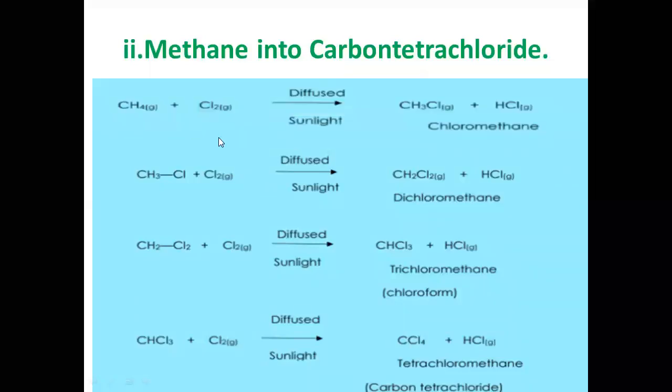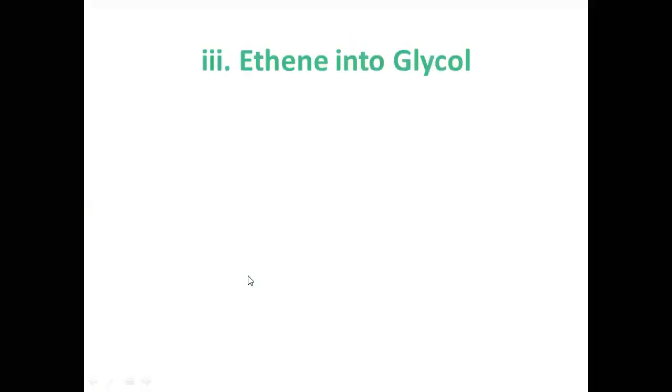First step, methane reacts with chlorine to form methyl chloride and hydrochloric acid, then methyl chloride into dichloromethane, then dichloromethane into trichloromethane, trichloromethane into tetrachloromethane. I told you chlorine and HCl are common in all the steps.